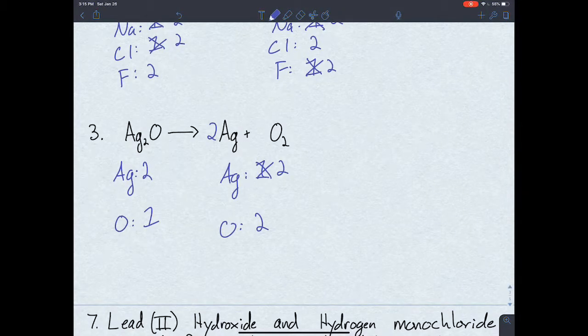Okay, but I need to get 2 oxygens over here, so I'm going to put a 2 here. Now I have 2 oxygens on this side, 2 oxygens on this side, but I also just changed my silvers. So now I have 4 silver on this side, so I need to go back. I need to change this to 4. So now I have 4 silvers, okay? 2 times 2, 4 silver, 2 oxygens, 2 oxygens, and 2 oxygens. Okay, so that was quick. Now those are balanced.